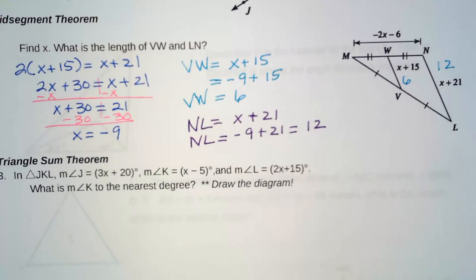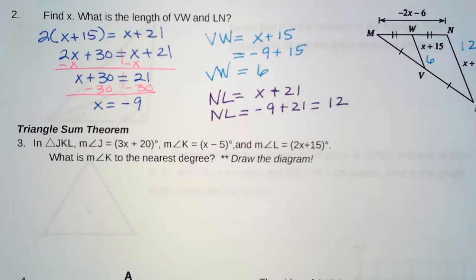Triangle sum theorem. You've got the measures of 3 angles of a triangle. And you want to find the measure of one. Draw the diagram and see what you're looking at, and then solve. Pause the video now. Work it out on your own first. Well, I hope you tried.